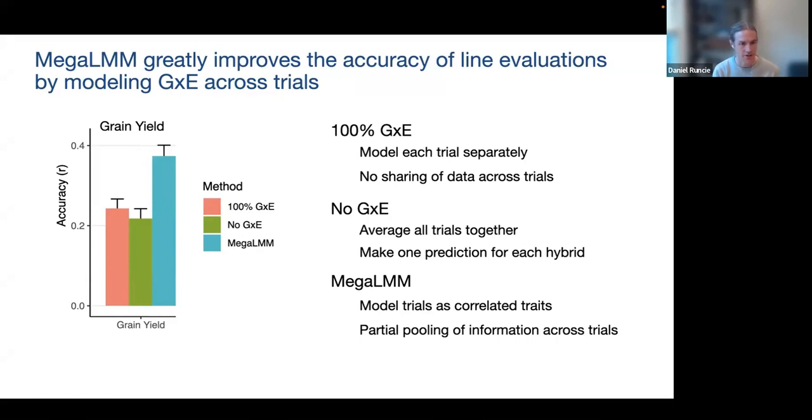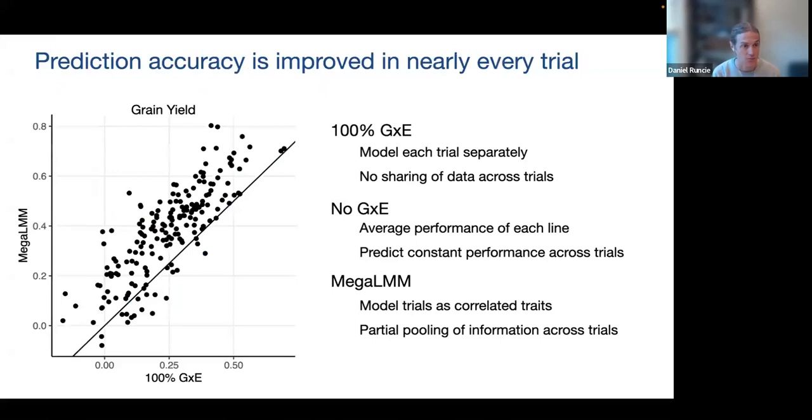Now, I'm just showing the average here, but you should always be suspicious of averages because they can hide a lot of variation and give a potentially misleading image if, say, MegaLMM just does spectacularly well in two trials but poorly in all the rest. That may drive up the average. But that's not what's going on here. Here, each point is now a single trial, and I'm comparing the MegaLMM accuracy on the y-axis to one of those reference methods, the 100% G by E, on the x-axis. A point above the line is one where MegaLMM does better, and you see that it does better in almost all of the trials, often up to 20 to 30% better.